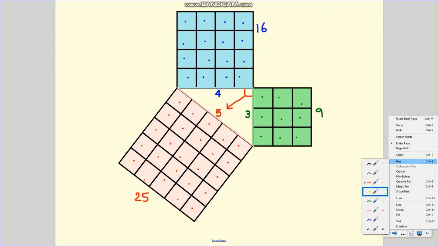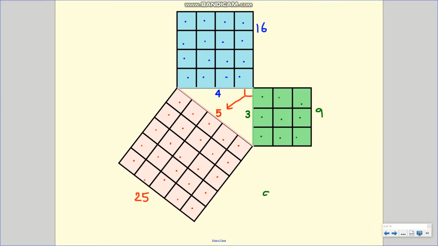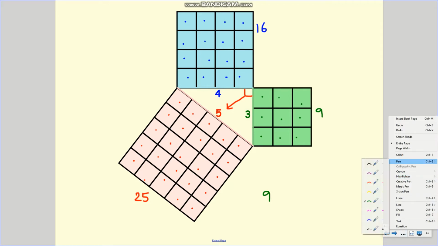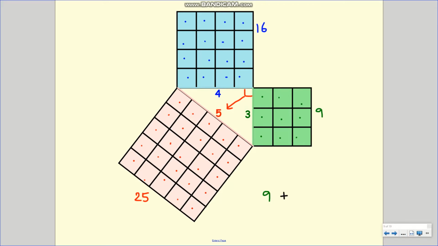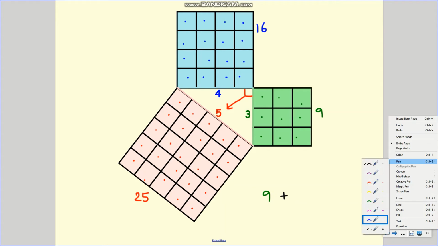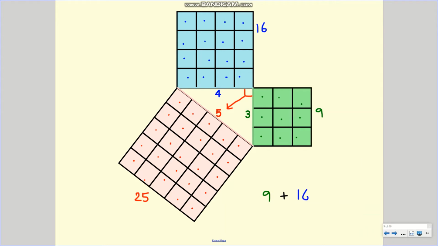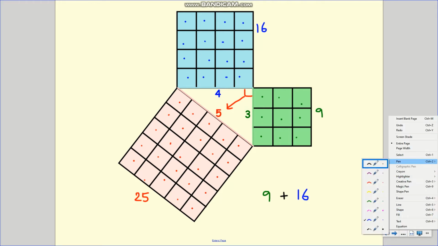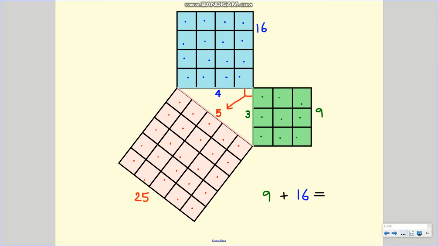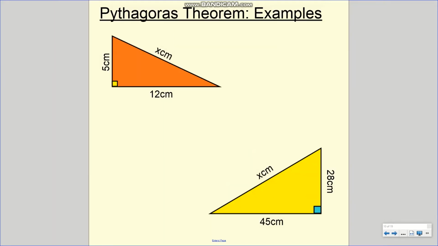What's interesting about that is if we take those two smaller sides, 9, plus on the other smaller side, 16, if we add those together, we get 25, which is the longer side squared. And that's exactly what Pythagoras Theorem tells you works for all right angle triangles. If you take the two smaller sides and square them, add them up, and then square root, you get what the largest side is. So I'm going to do a few examples of that now.